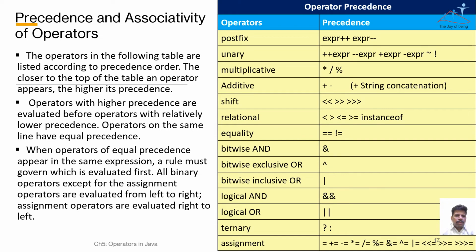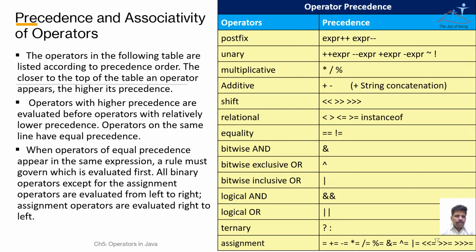The operators in the given table are arranged according to precedence order, from highest precedence to the lowest precedence. Operators with higher precedence are evaluated before operators with relatively lower precedence. Already you know the BODMAS rule in mathematics. In the same way, in Java also, each operator has its own precedence.